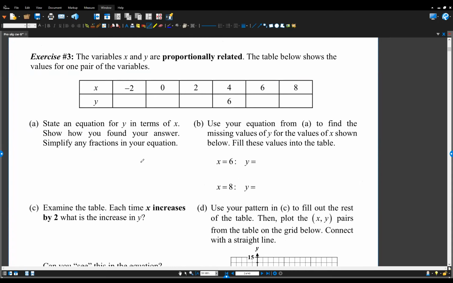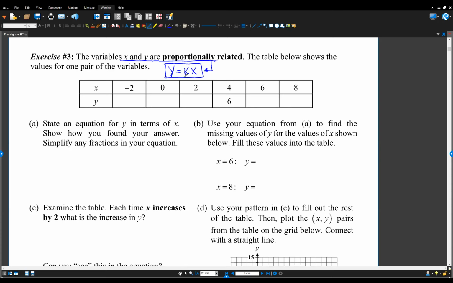All right, exercise three, variables x and y are proportionally related. So x and y are proportional variables. What that means is y can be expressed this way, k times x, that's it. When you have this form, we said x and y are in a proportional relationship. Okay? Proportionally related. This is proportional variables. Always you need this form, y equals k times x. The only thing you have to do is find the value of k.